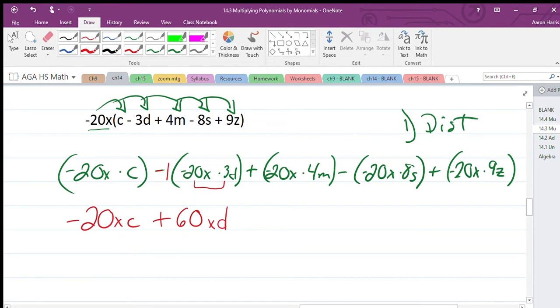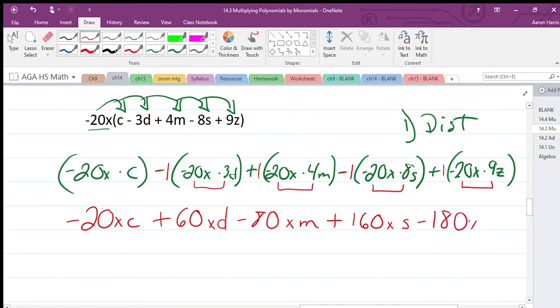All right, here we go. Negative 20 times 4. Yep, negative 80. This is a positive 1, so I keep the negative 80, okay? And then x times m. Now, negative 20 times 8 is negative 160. But what's out in front? A negative 1. So if we distribute that in, a negative and a negative is a positive. So I get 160 x times s. Then I get negative 20 times 9, that's negative 180, times a positive 1, so I keep the negative 180, x times z.